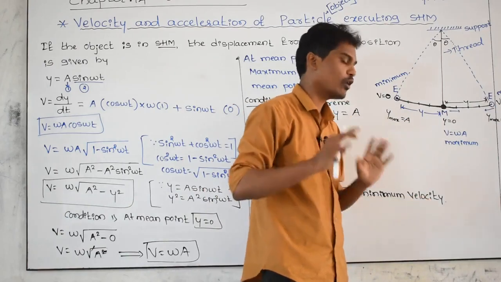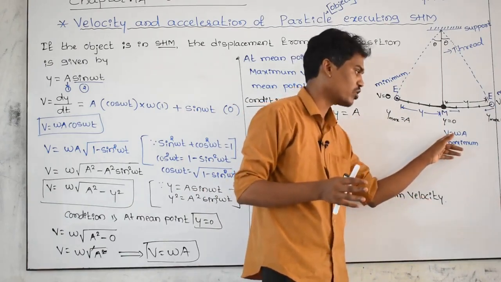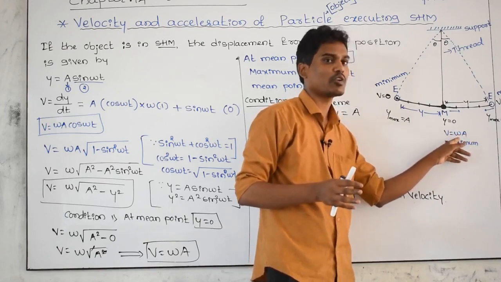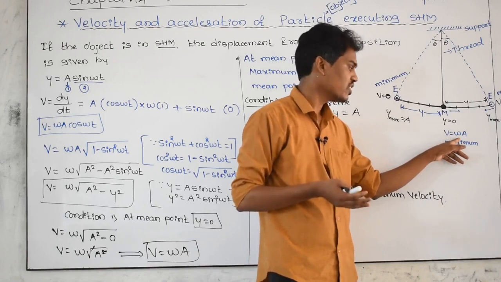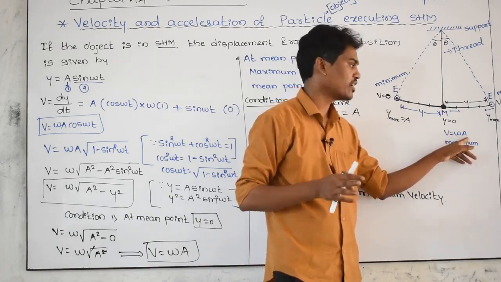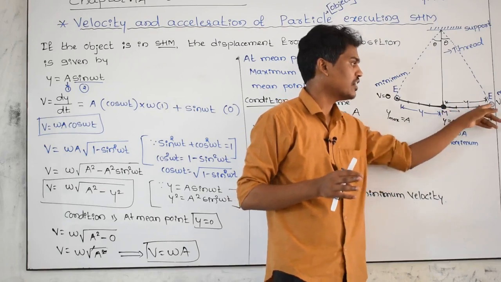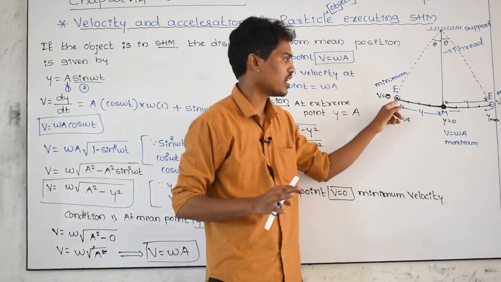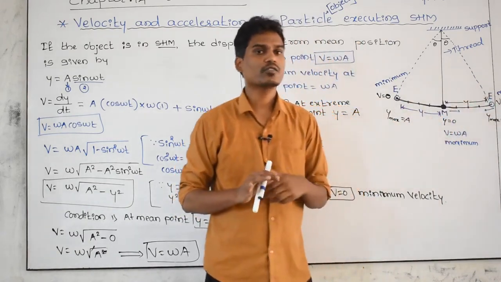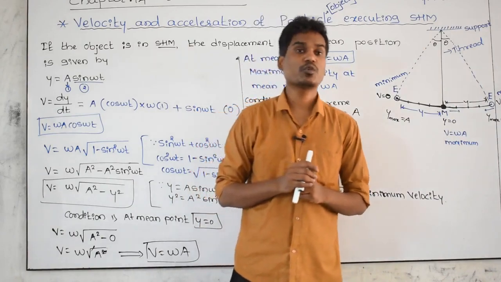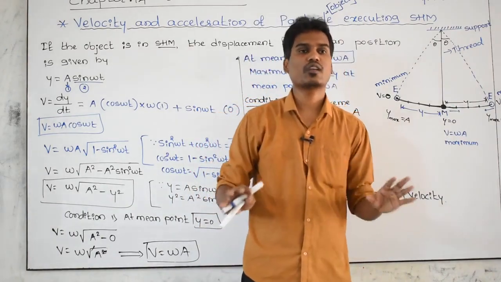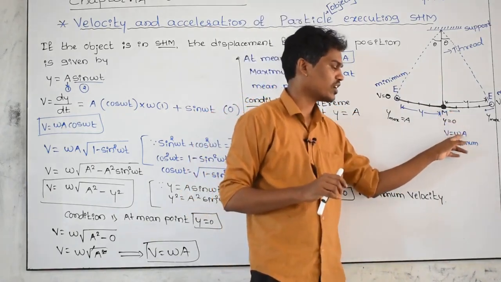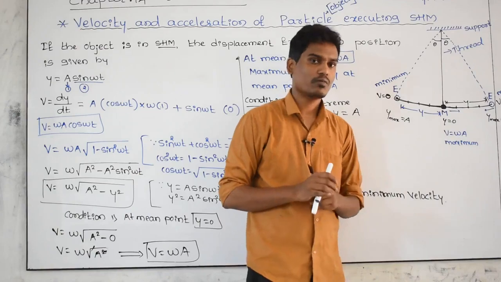At mean point, how to find out the velocity? By using this formula, v is equal to omega into a, where a is amplitude and omega is angular velocity or angular frequency. Using this formula it is possible to find out velocity at the mean point. We need not calculate the velocity of the particle executing simple harmonic motion at extreme positions, because according to the conditions the velocity of the object at both extreme points is 0. Directly you can tell the answer as 0, but at mean point we have to calculate the velocity by using this formula.